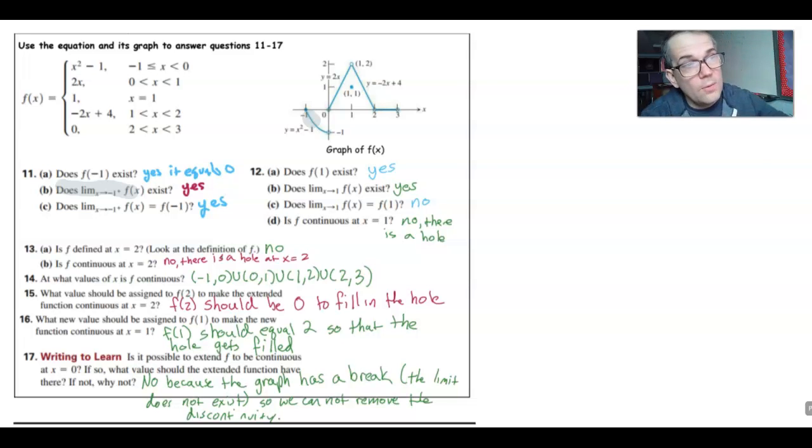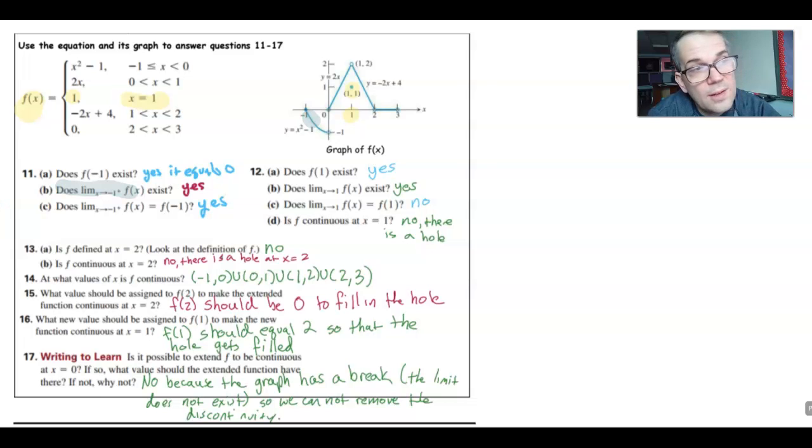For question 12, we're given the question, does f of 1 exist? So I can either look over here at the algebraic function, or I can look at the graph. If I look at the graph where x is 1, there's a dot filled in, the y value is 1. If I look at the function, there is a rule of what to do when x equals 1. It says to make y equal to 1. So yes, it exists.